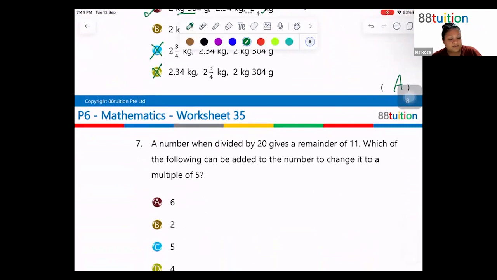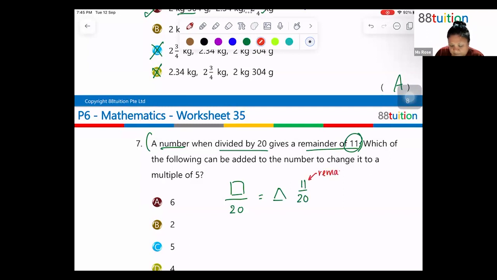Okay, question 7. It says here, a number when divided by 20 gives a remainder of 11. Now, as long as I read this question, I know that a number can be represented by a box when divided by 20. Divided by 20, over 20 and divide 20 means the same thing. Okay, a number divided by 20 must be equal to a number with a remainder of 11 over 20. So that's my remainder. So it becomes a mixed number.